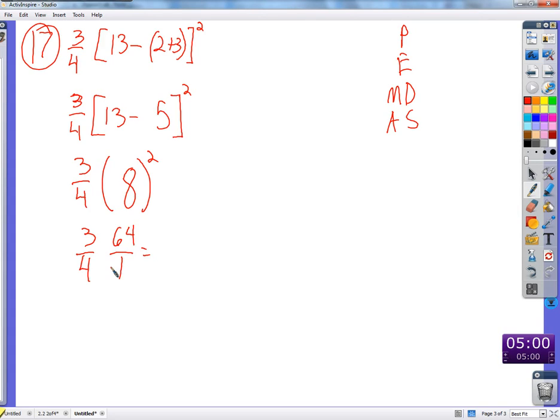Simplify. Can we cancel the 4 with a 3? No. 4 with a 64, yeah, Jamie? 4 goes into 64, 16. So 4 goes into 64 16 times. So if we divide this by 4, we get 1. Divide this by 4, we get 16. That's a little nicer. 3 times 16 is what? 48. Seems ready.